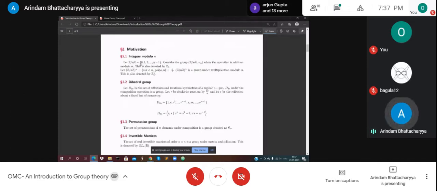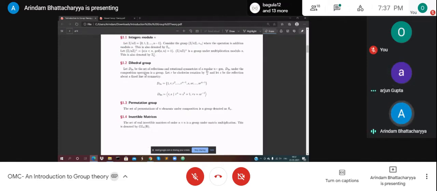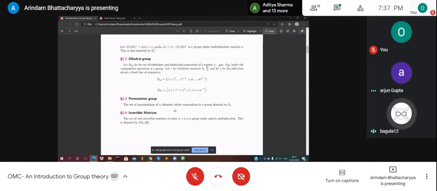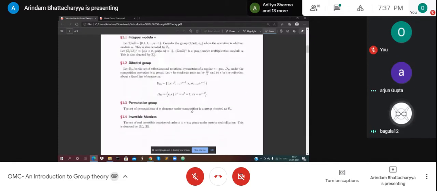So okay, I think this is clear. Note that these are examples of a group. All of these are groups. And why is GL(n, R) a group? Because it has an inverse and an identity element.